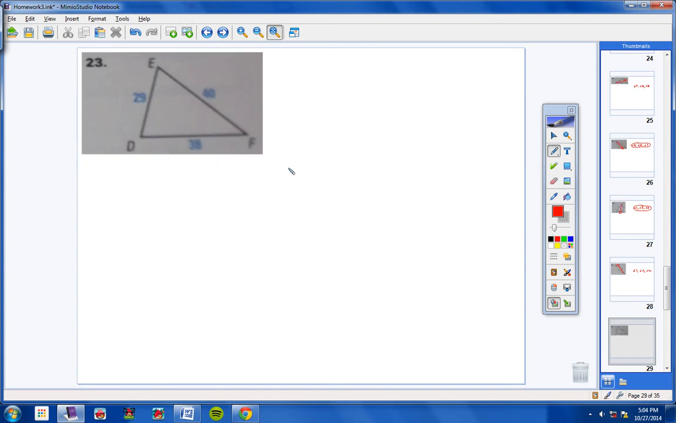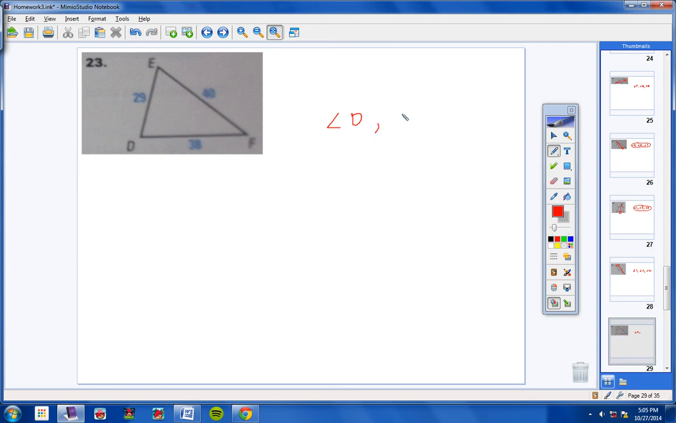Okay, moving on to number 23. Okay, we're going to circle the longest side, which is 40. Go straight across to angle D. So angle D is the largest angle because it's across from the longest side. Okay. Now the next longest side would be 38. So we're going to draw an arrow to the opposite angle. Angle E would be the next largest angle.